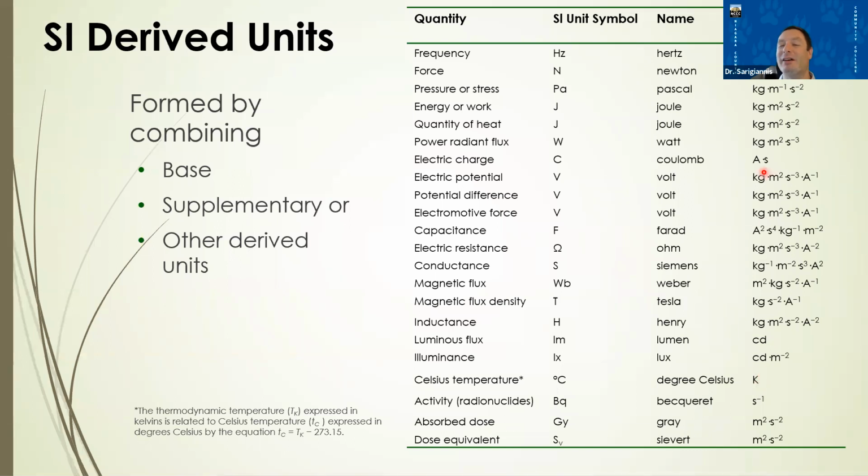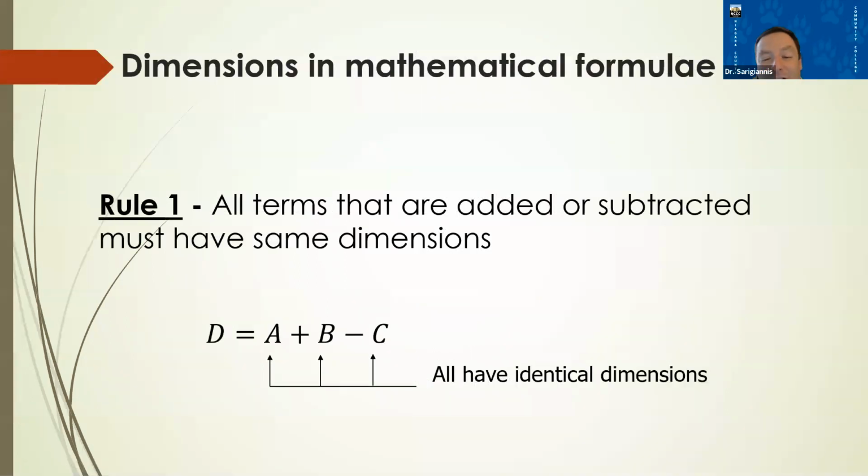Notice some of these have electric charge. This is amp seconds. We've got luminous flux, which is a candela, but illuminance, which is a lux, is candela per square meter. So this is basically how much luminosity you have in a unit area. Some of these are obviously base units, like Kelvin. All right, so you guys know this.